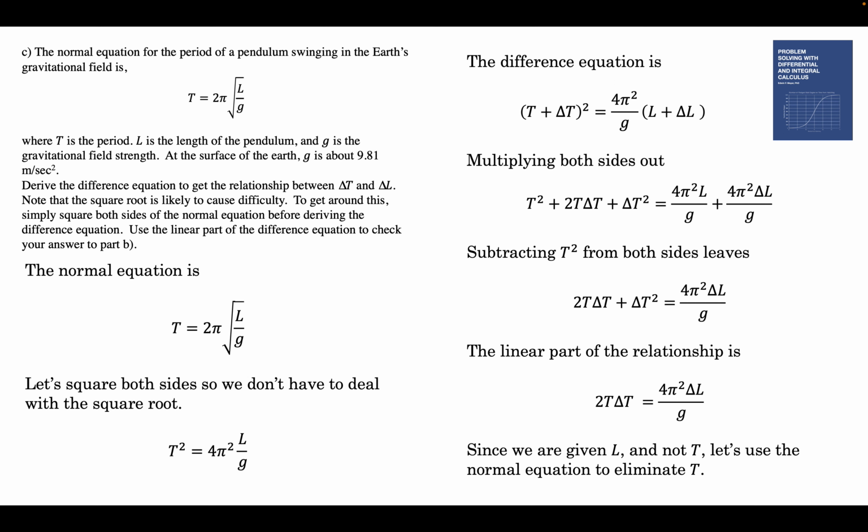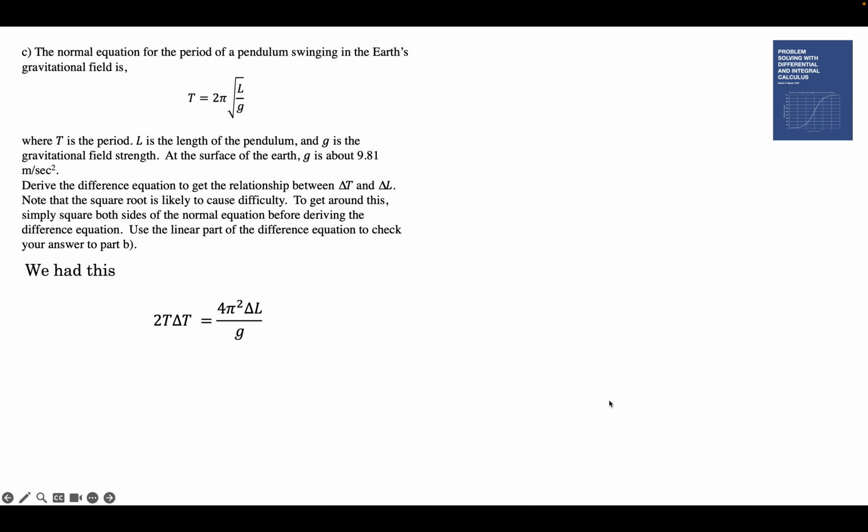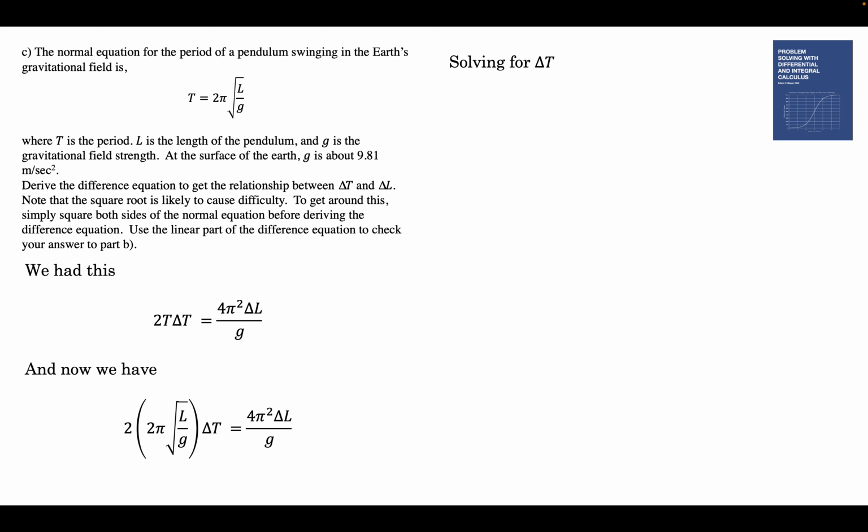So let's use the normal equation up here to eliminate T. We're going to plug in 2 pi square root of L over g for T in this equation. We only want the delta T. So we're going to substitute 2 pi square root of L over g for T. That's given. That's the expression. That's what's being plotted. So now we don't have any T's anymore. We just have L's, which is what we want. We want L's, delta L's, and delta T's. So we solve this equation for delta T, and we get this.